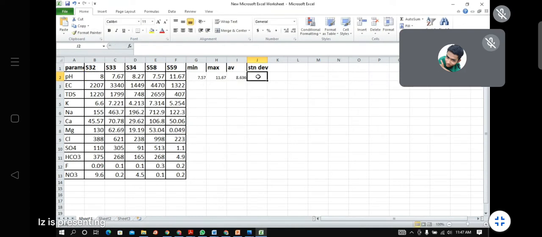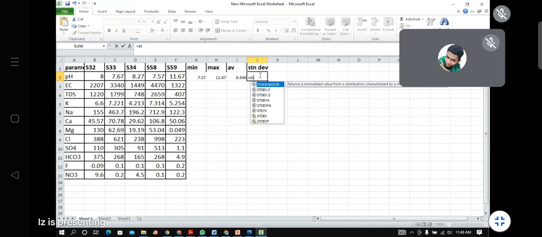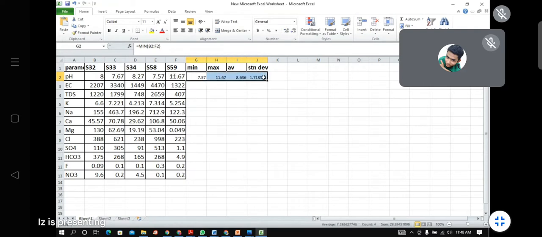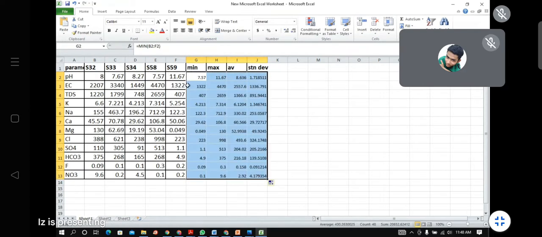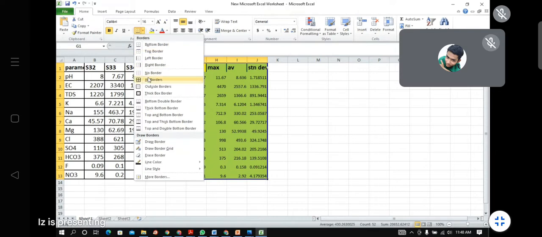It is visible? Yes, sir. Standard deviation. So this is how you will get the basic statistics of your data, right?